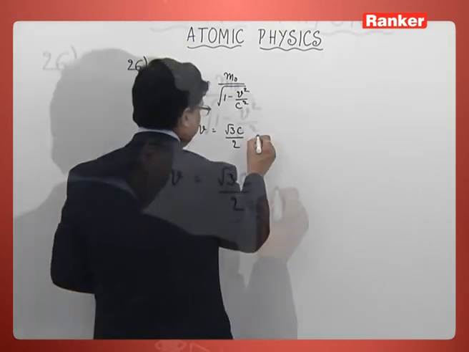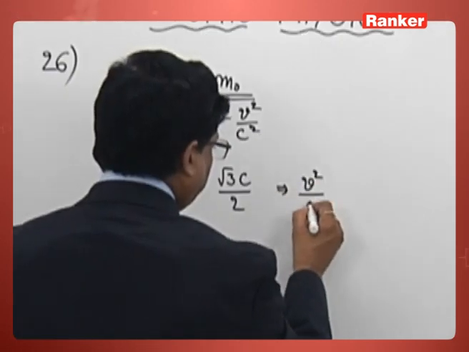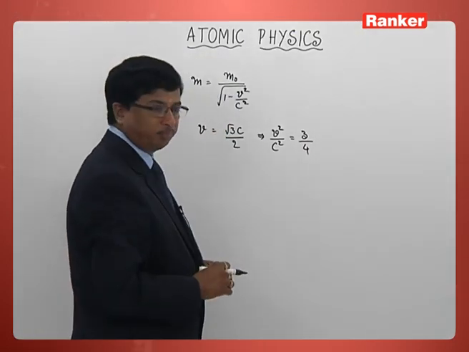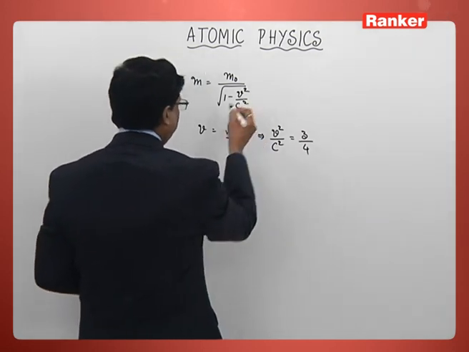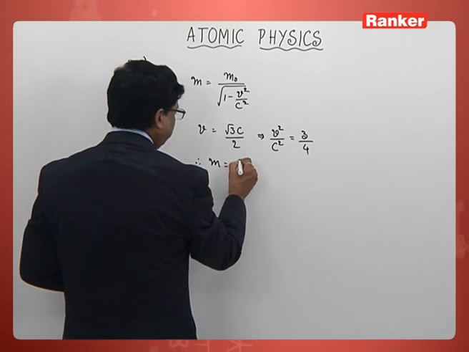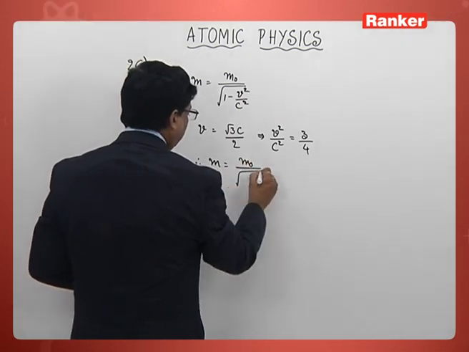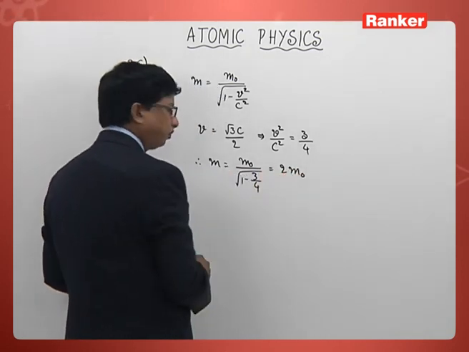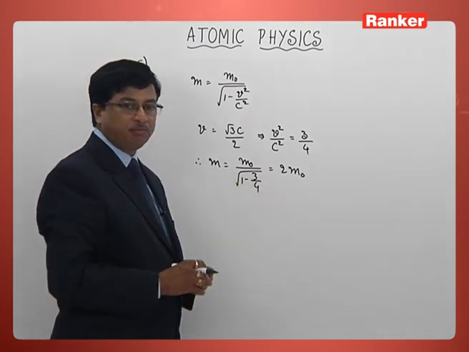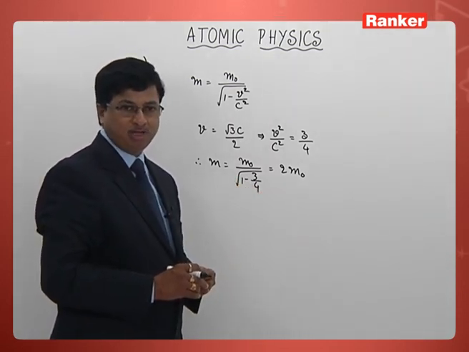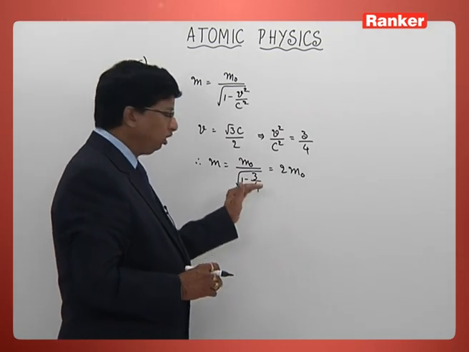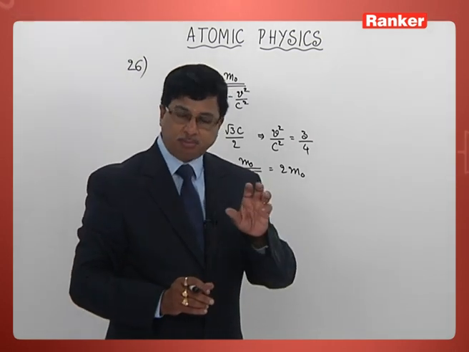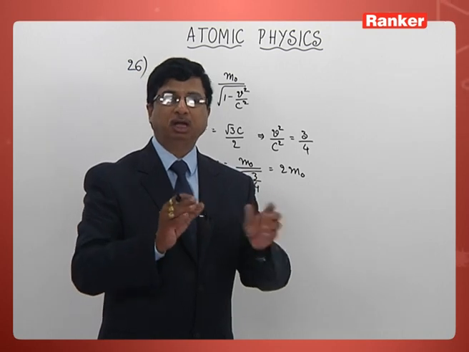So what can we write from this one? Directly, v square by c square you can write as 3 by 4. If you substitute this value over here, m now becomes m naught by root of 1 minus 3 by 4, which now becomes 2m naught. You can certainly understand 1 minus 3 by 4 now becomes 1 by 4. Root under 1 by 4 is 1 by 2, and that of course comes up as 2m naught. So the mass of that particular particle is going to be doubled.